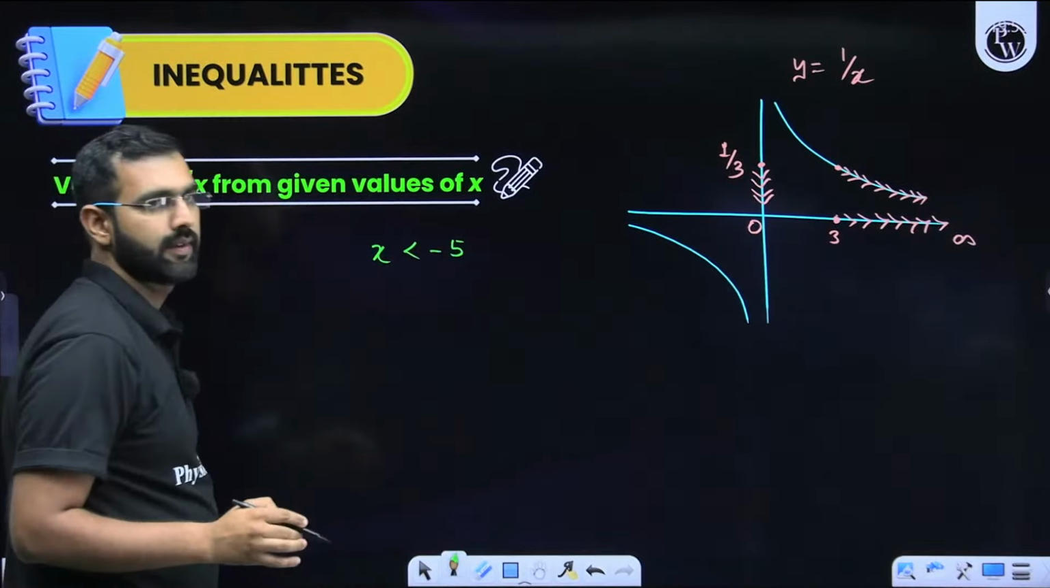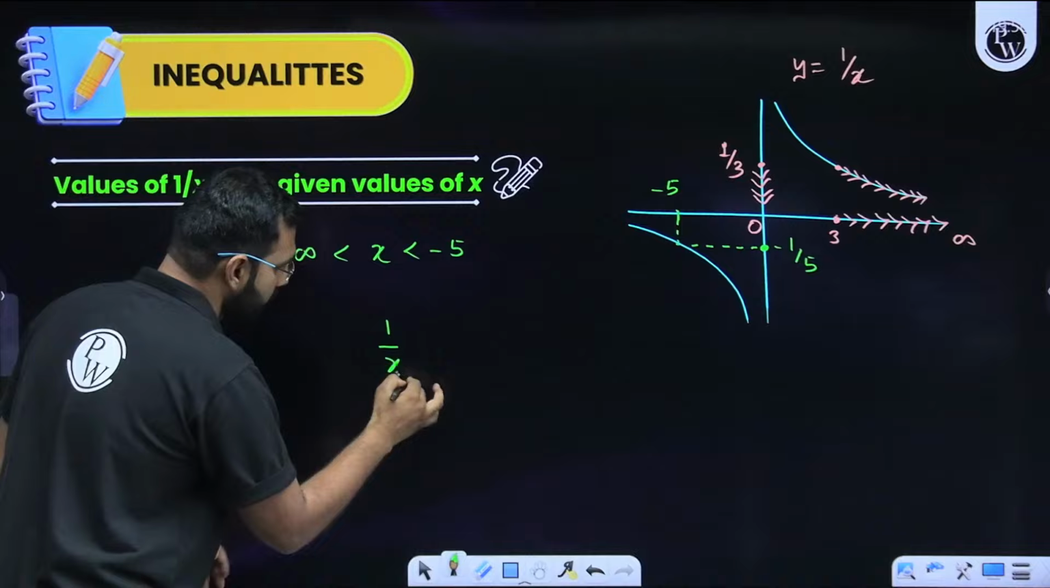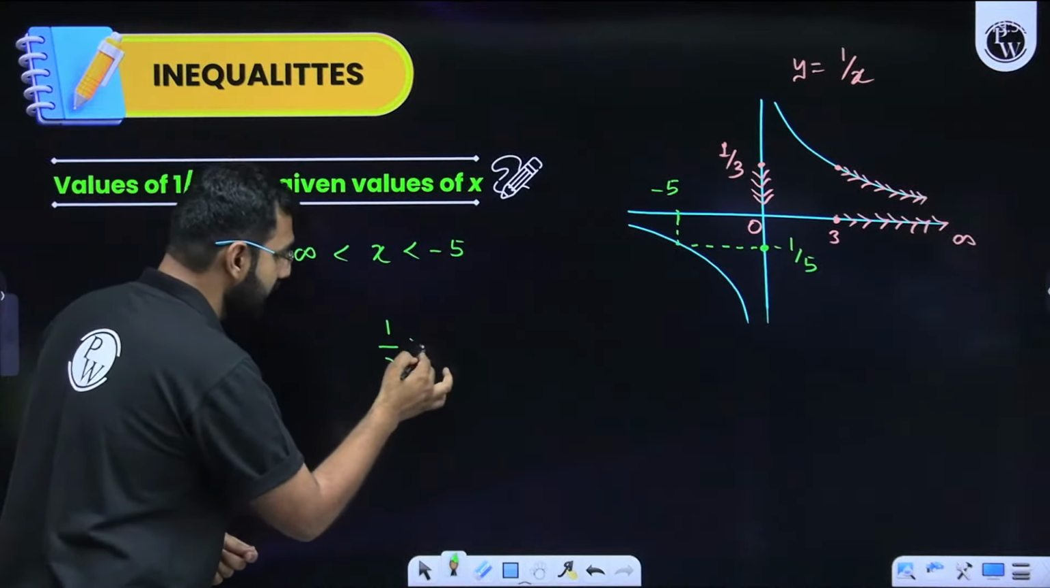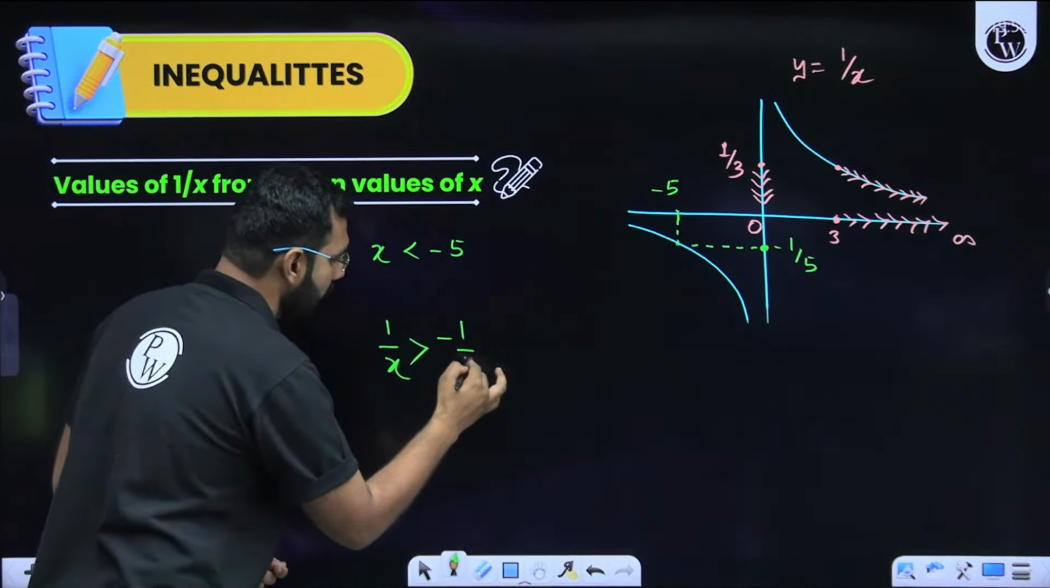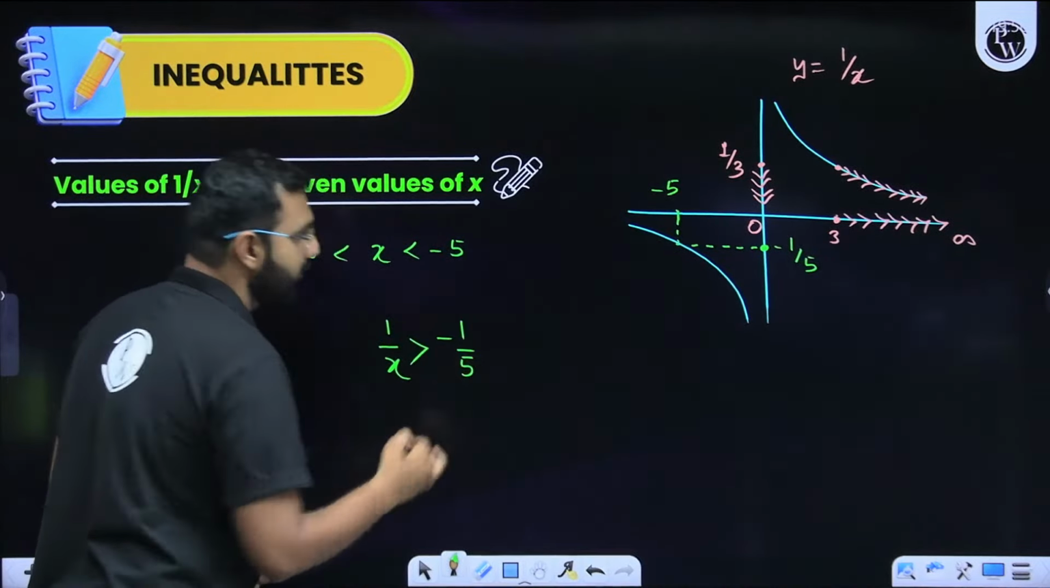So if I take reciprocal on both the sides, what will I have? I have 1/x, and the sign less than becomes greater than -1/5. Are you listening and understanding this? Or shall I repeat this part? I repeat, I'm really sorry. Yes, we are going great.